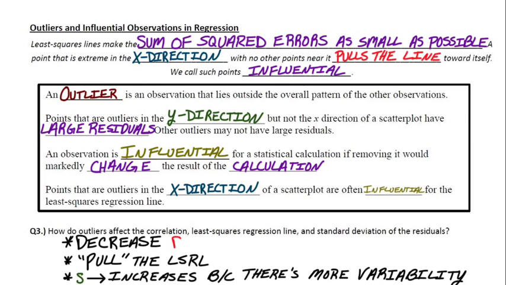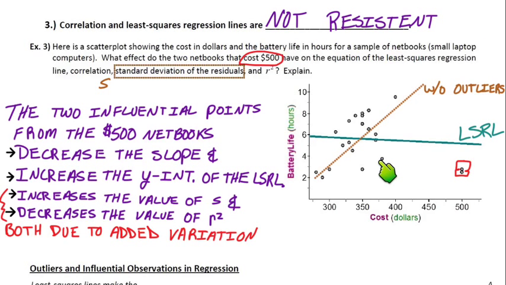So from the last example, the 2 netbooks that cost $500, those were definitely influential because they weren't just outliers above or below the line here in the middle. They were outliers way out here to the right. So you'll notice what it would have done to the line is pulled it all the way down.